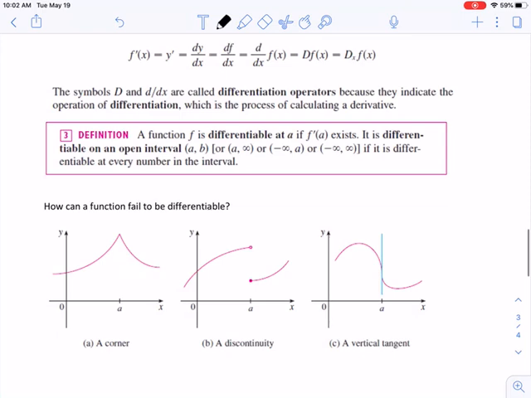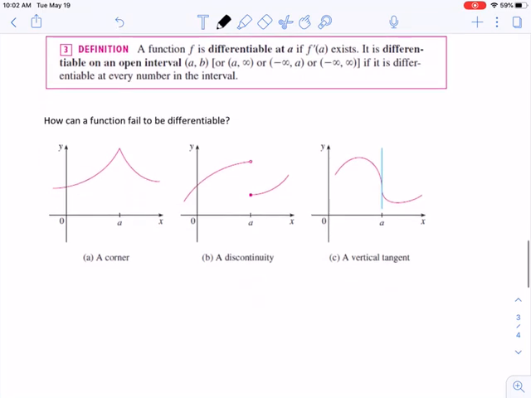A function can fail to be differentiable if I'm at a corner, if it's discontinuous, which is why our section 2.5 was so important, or if there is a vertical tangent line, because we know that if I have a vertical line that's tangent, my slope does not exist. So those are the three places where a function can fail to have a derivative.